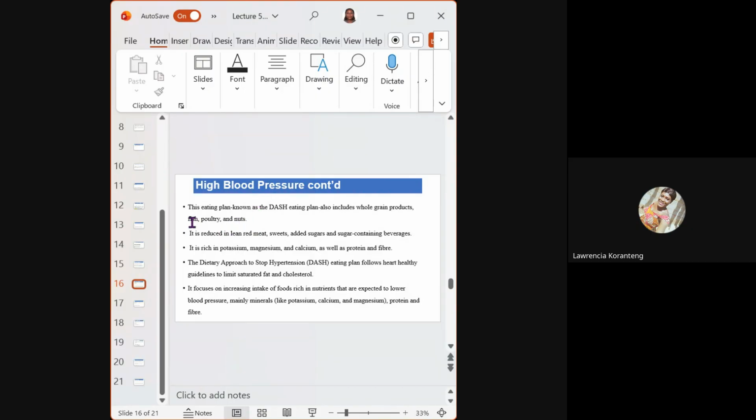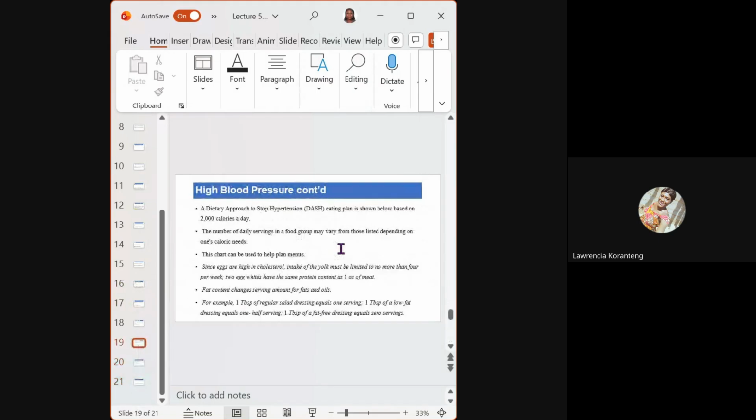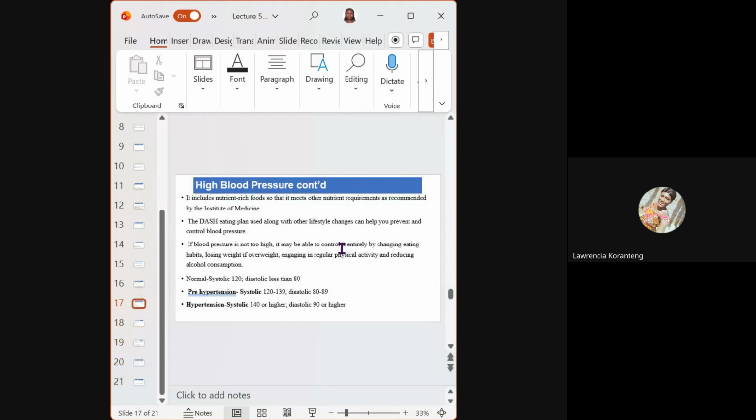Then the eating approach for hypertension is what we call the DASH diet. I hope you've heard of it before. DASH diet: Dietary Approaches to Stop Hypertension. What is it about and what is in the DASH diet? Yes, somebody should talk about it. Then we are done. Just these two slides, then we are done.